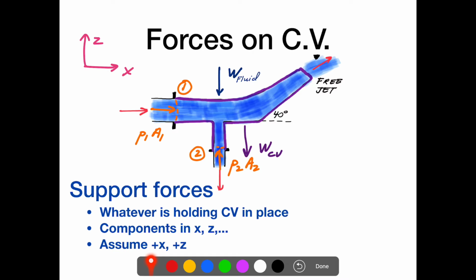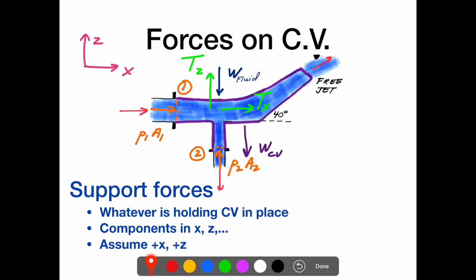You may not know which direction that force is going to act, so you can just assume it to be acting in one direction. I think it's easiest to assume the x component is acting in the positive x, and similarly with the z. And if you get a negative number, then you know that you guessed wrong and it's actually going in the other direction. But I usually just assume it's in the positive x and z directions.